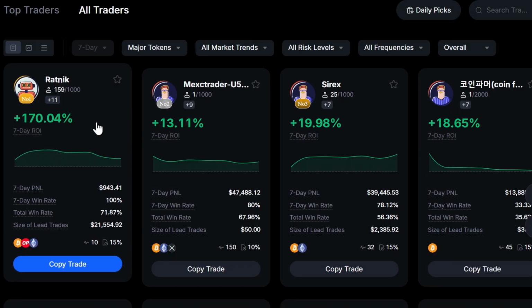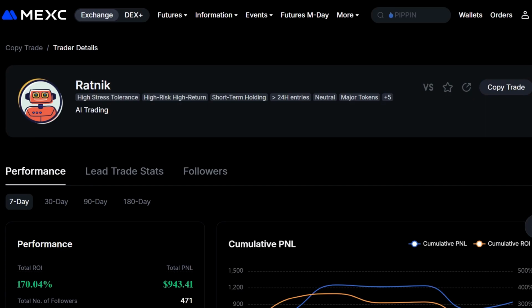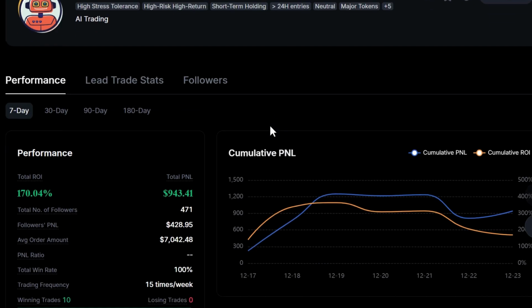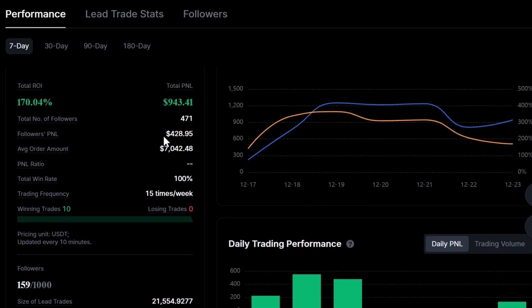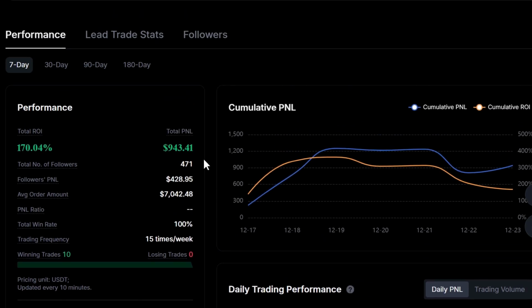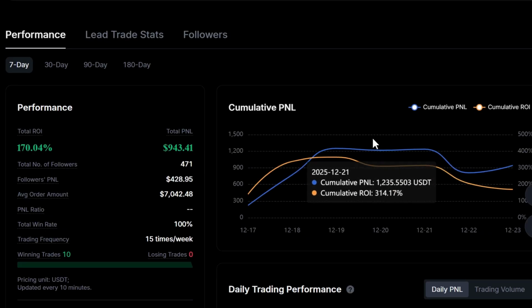Once you've narrowed down your list, click on a trader's profile to see all their detailed stats. Focus on these key metrics: followers, P and L. If this is negative or barely positive, that's a massive red flag. Skip them.